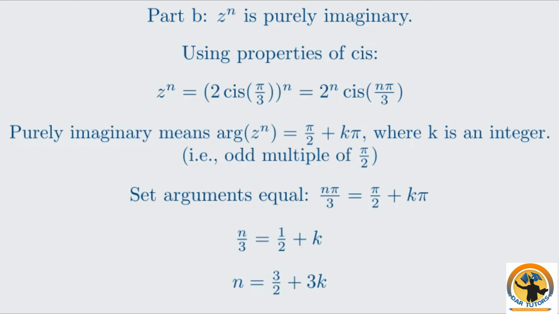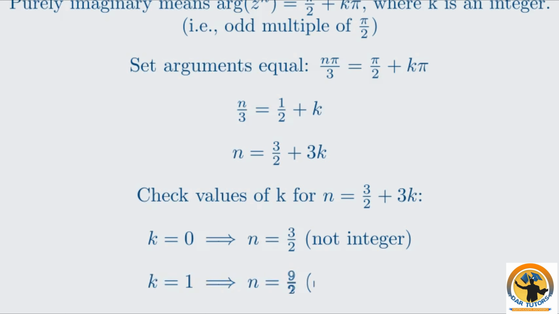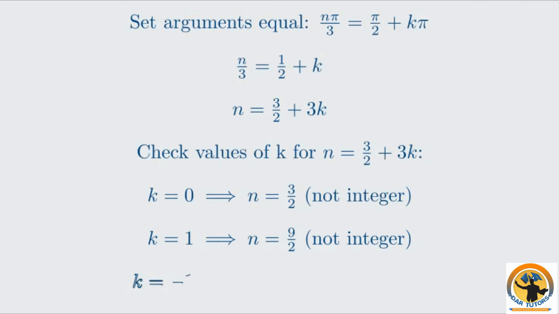However, the problem states that n is an integer. Let's check some values of k. If k is 0, n is 3 over 2, which is not an integer. If k is 1, n is 9 over 2. It seems there are no integer values of n. This is a subtle point that sometimes catches students. By carefully checking the conditions, we find that no integer n exists that makes z to the n purely imaginary.